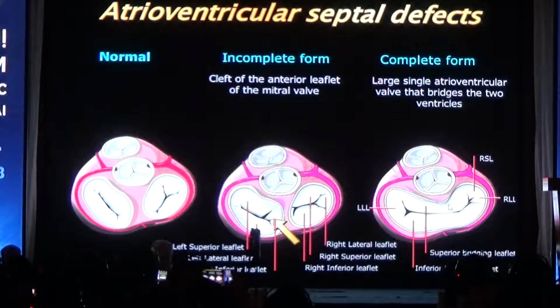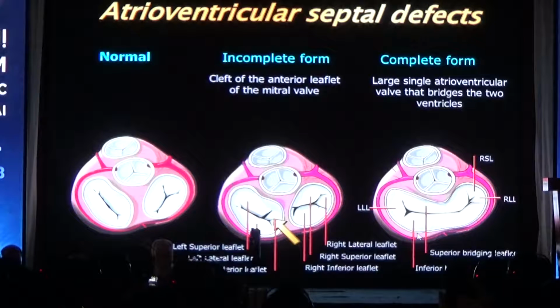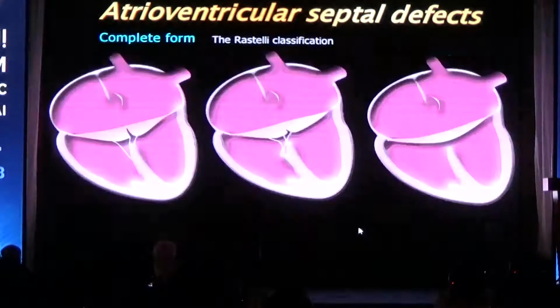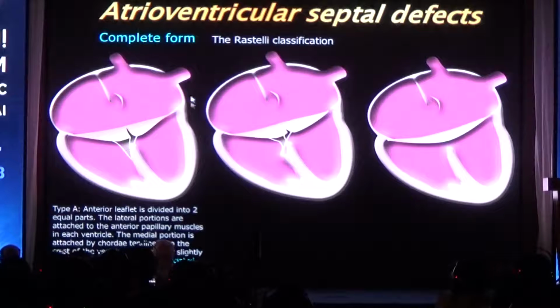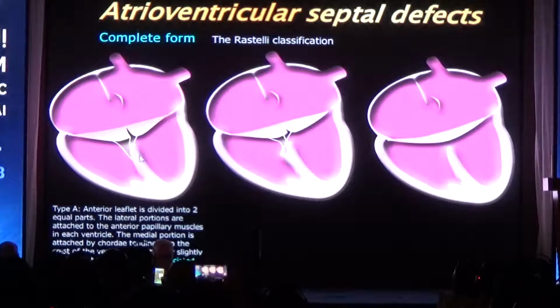Now, in the complete form, you have several leaflets, but 2 predominant leaflets. You have the superior bridging leaflet and the inferior bridging leaflet, which is over here. And so when you have diastole, the 2 leaflets will be away from each other, and you have a big open gap in the middle of the heart. So the complete form has been subdivided into an A, B, and C form. This is a massive classification.